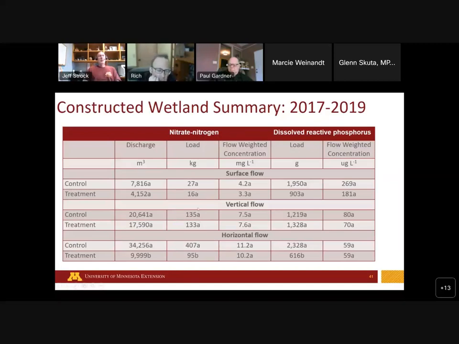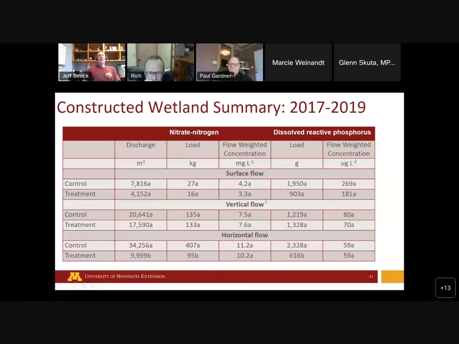We're seeing actually an increase in load when you go from the surface flow to the vertical flow, and then a larger increase, at least in the control, from the horizontal flow system. But the horizontal flow system is the only one that we saw a statistically significant difference between the control treatment and the treatment of holding more water back.